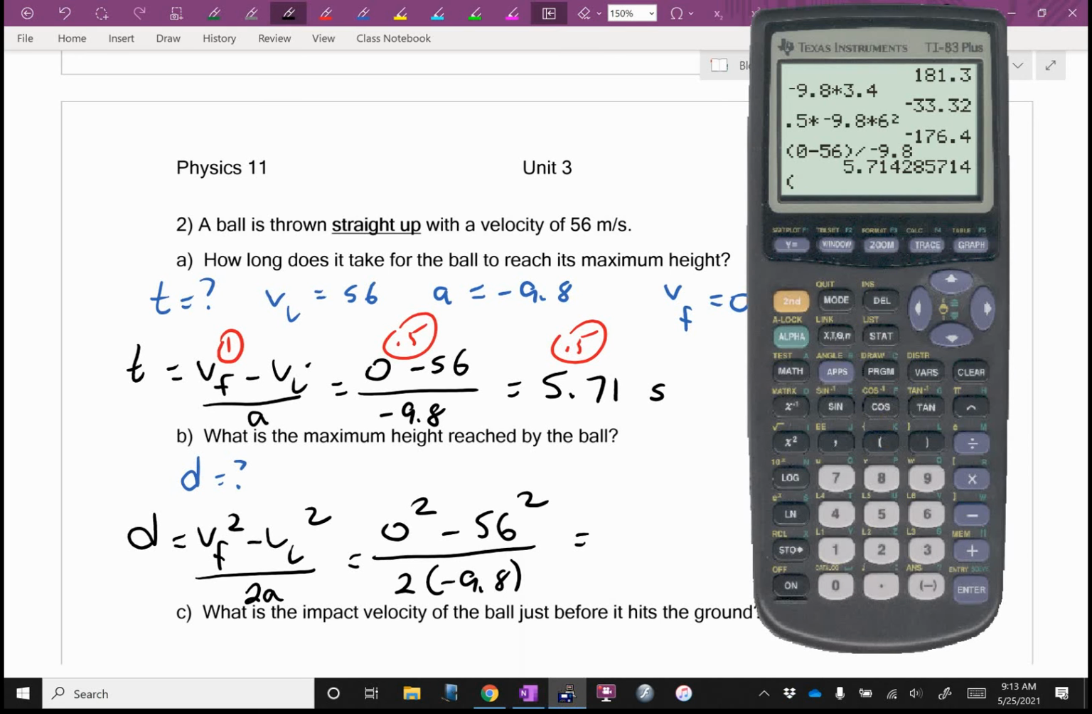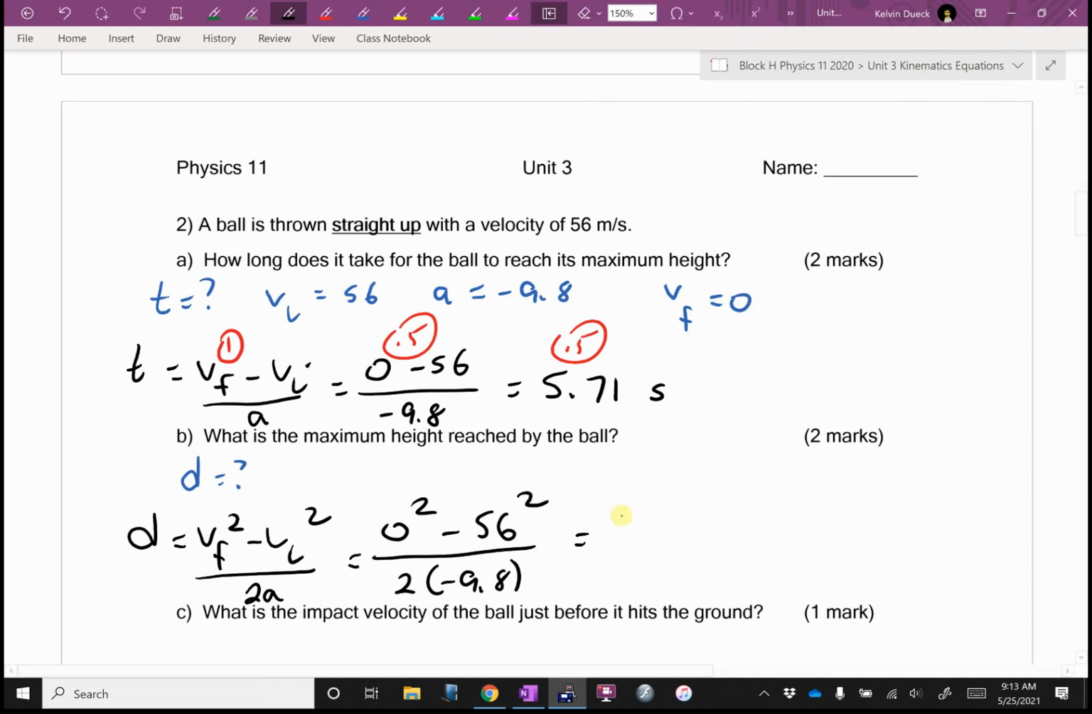So one of the things I will always try and do is teach you what I call built-in error checks, so you can know ahead of time if you've made a typo on your calculator, because we're going to get into some pretty heavy-duty number crunching. 0 squared minus 56 squared, close off the top, divided by 2 times negative 9.8, close off the bottom. Do you get 160 even? Yeah. That's a fluke, but I'll take that. 1 mark, half mark, half mark.